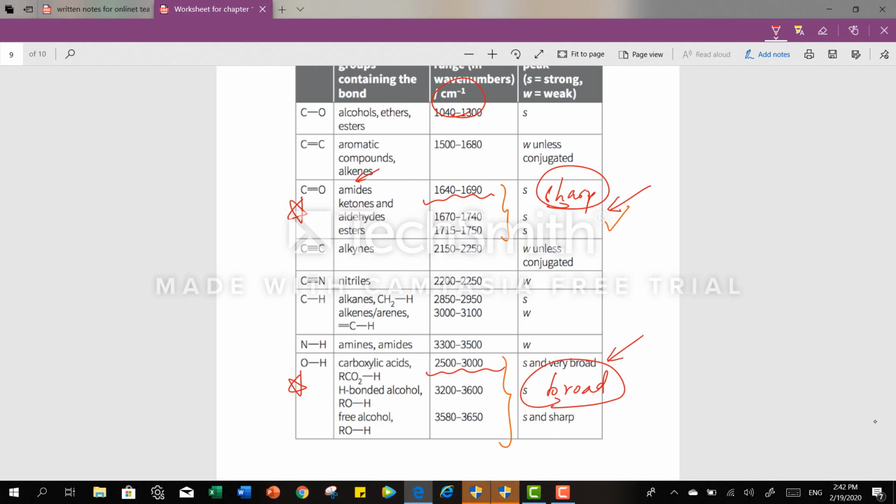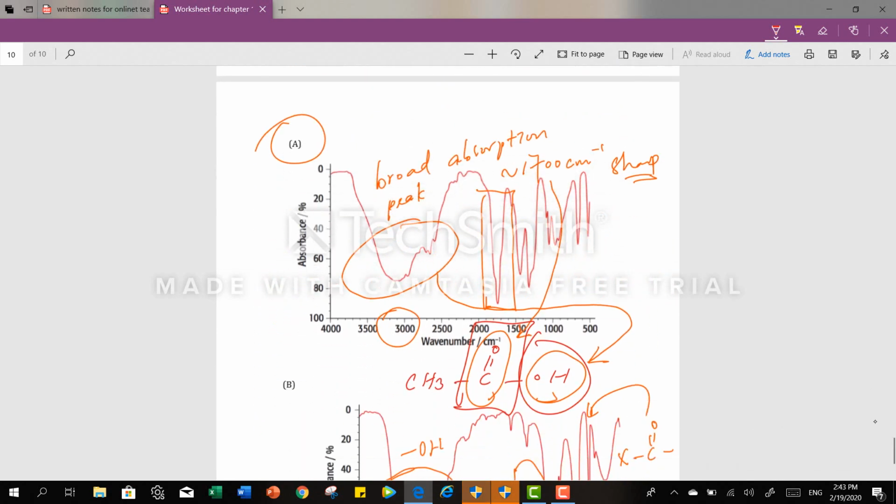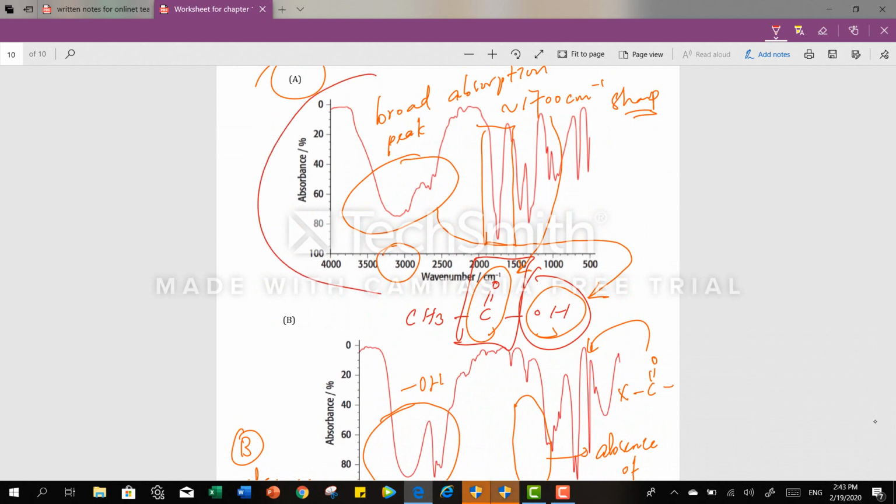The other one is the very broad peak of the OH, and it is broad because the OH groups can interact with each other to form hydrogen bonds. So it makes the shape of the peak bigger, because more energy is required to overcome the hydrogen bonds with each other for vibration. And then you can see this one corresponds to ethanoic acid because it contains both the broad peak and a very sharp peak, which correspond to the OH and the C=O respectively.